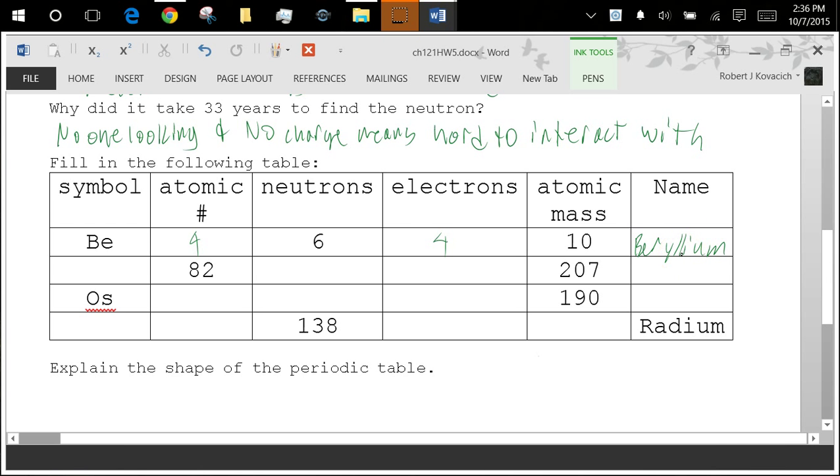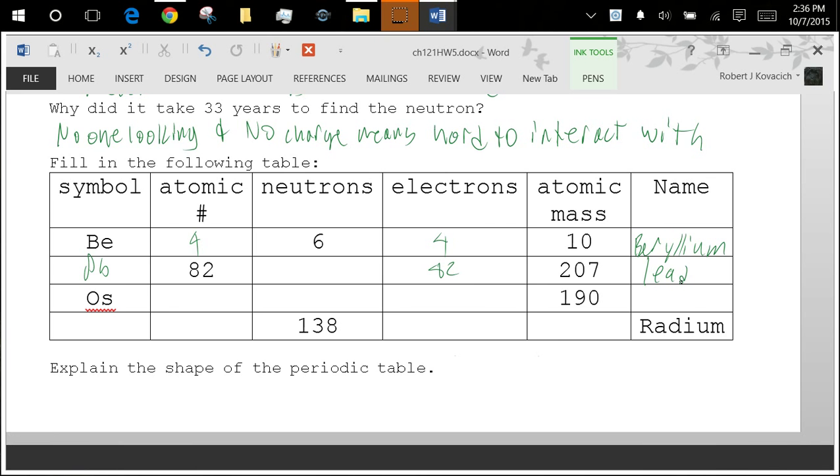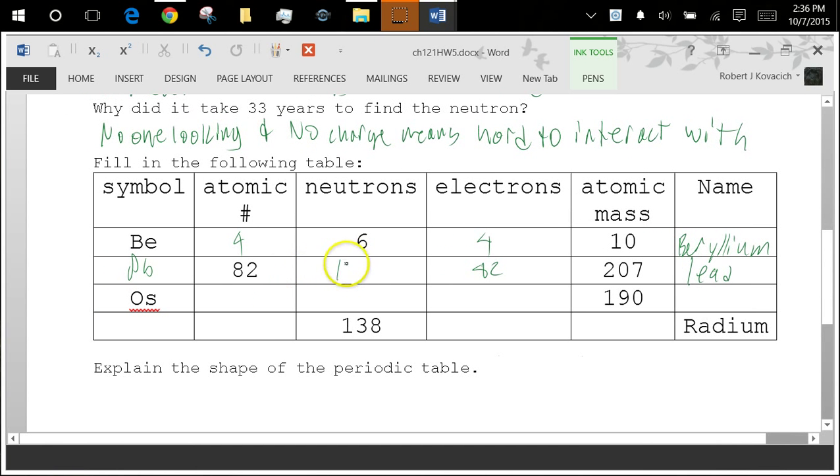Okay, if I've got an atomic number of 82, what else do I know? 82 protons. 82 electrons, because of 82 protons. Okay, what else? This is lead, which is Pb. And if this lead isotope has a mass of 207, then how many neutrons does it have? 125. Okay.